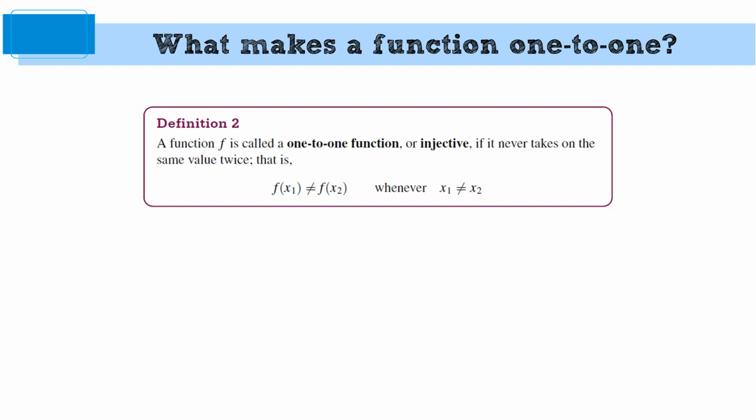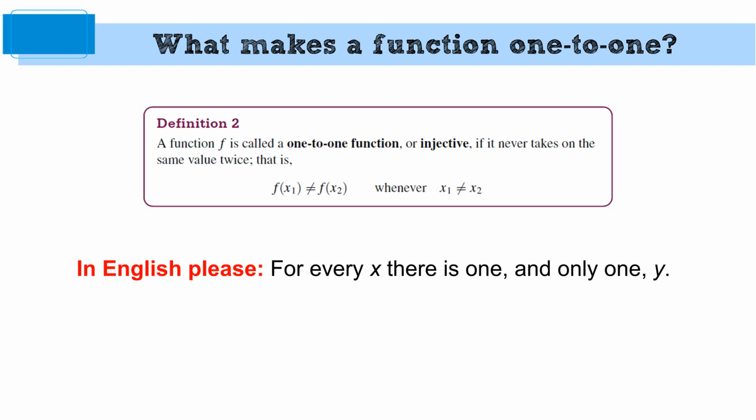As Brooke told us before, one-to-one, also known as injective. You're never going to be asked about that word ever again. It means for every x, there is exactly one and only one y. Okay. So a line would be one-to-one. A parabola is not, because for a certain y, there are two x's.